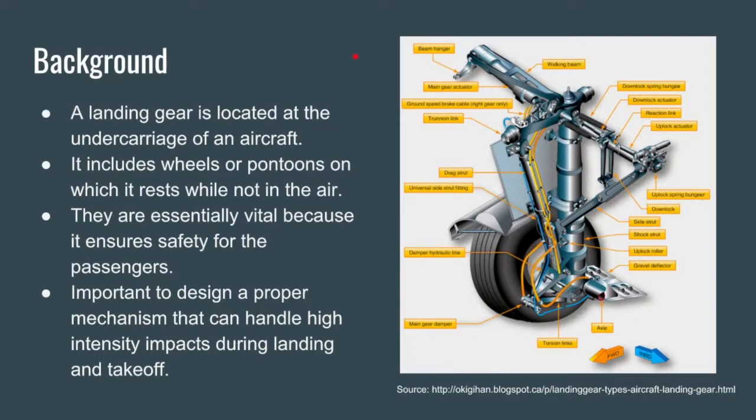Just a quick background of landing gears: they are located in the undercarriage of an aircraft. They usually include wheels that the aircraft rests on while it's not in the air. They are vital because they ensure safety for the passengers, and it is really important to design a proper mechanism because it allows the gear to absorb and dissipate high amounts of kinetic energy while taking off and landing, to support the aircraft and also the passengers inside.